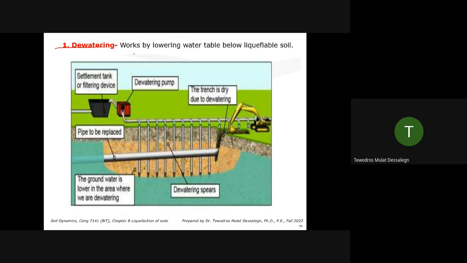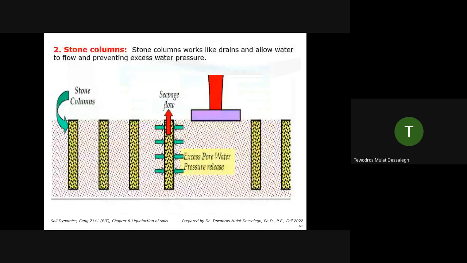Dewatering works by lowering the water table below the liquefiable soil. If you have critical infrastructure around here, and there is a liquefiable layer around here, then take the water out. At least you are lowering the water table and reducing the possibility of liquefaction occurring. There will be some cost in dewatering, but it may be better. So there should be some economic analysis.